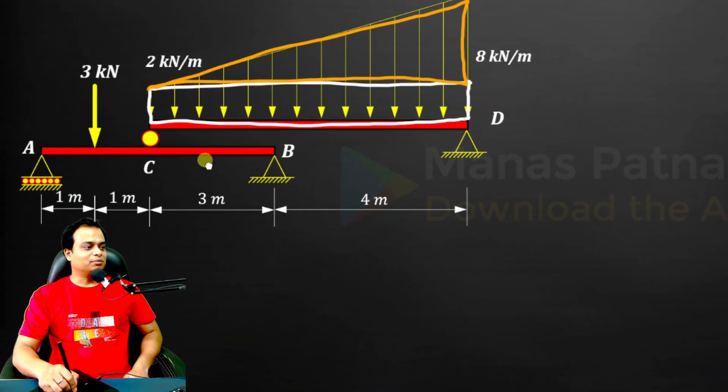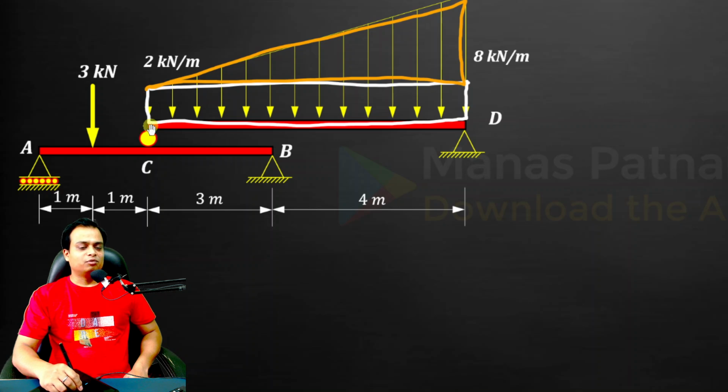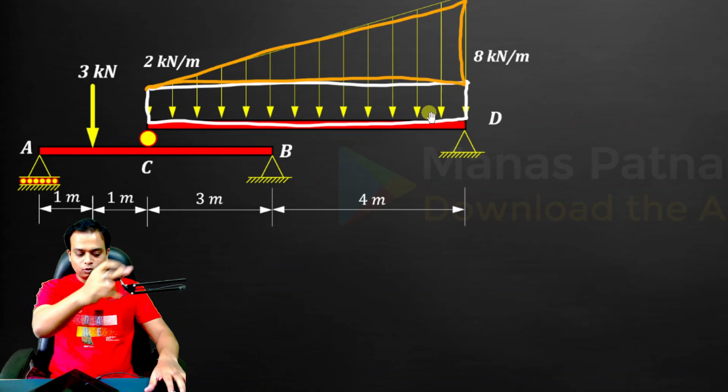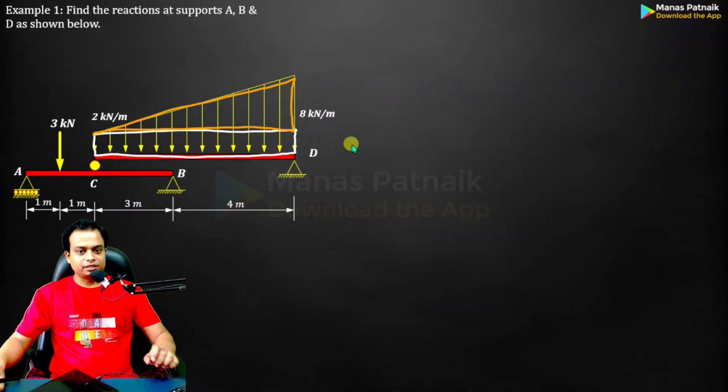Both the beams are connected with the help of this roller, and there are separate loads. There is only a point load on beam AB, and there is this combined UDL and UVL load on beam CD. How to analyze such cases is going to be our next agenda. Just watch. Very interesting case.